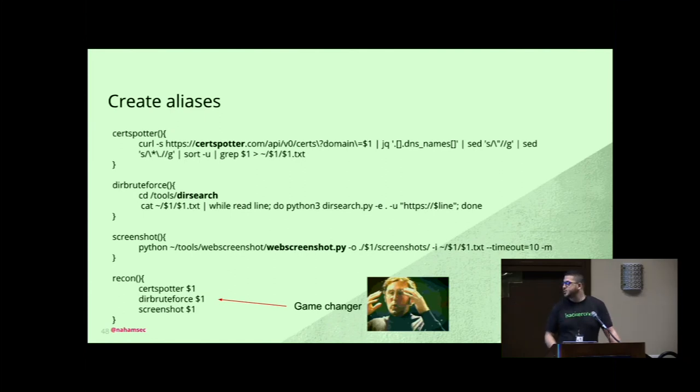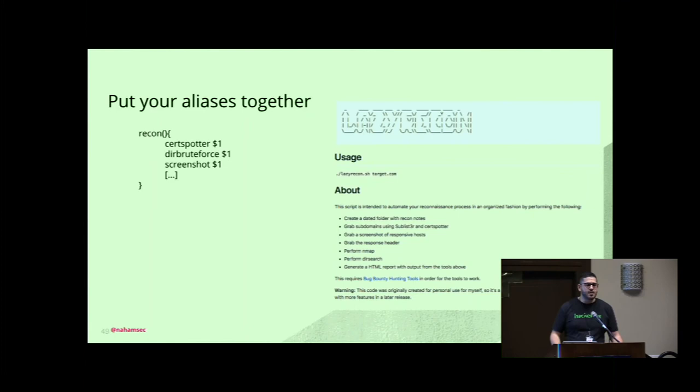So I wrote this tool called Lazy Recon. It does more than just the four aliases, but the majority of it is nmap, directory brute force, getting a list of subdomains, and giving me as much data as I can. You can go on GitHub, it's open source, and you're more than welcome to grab the base version. You can start sending me requests if you want to maintain it with me.